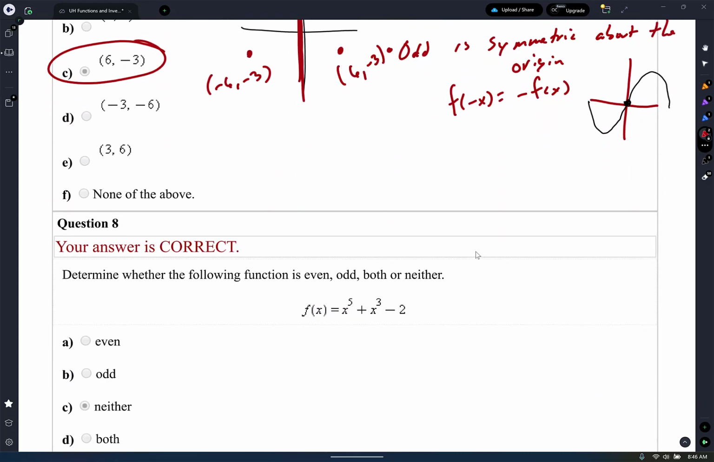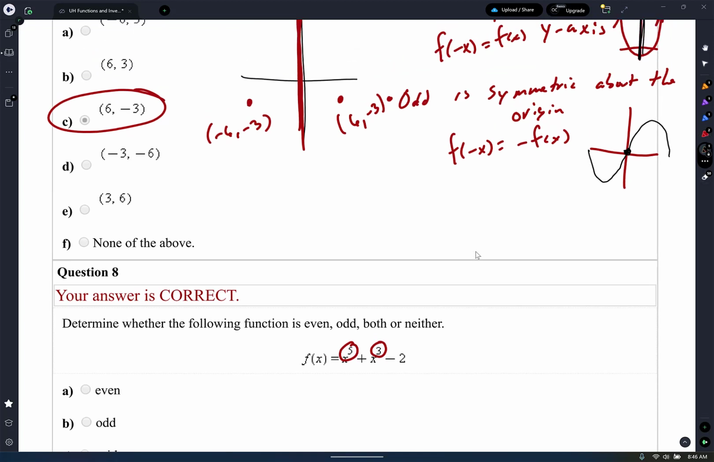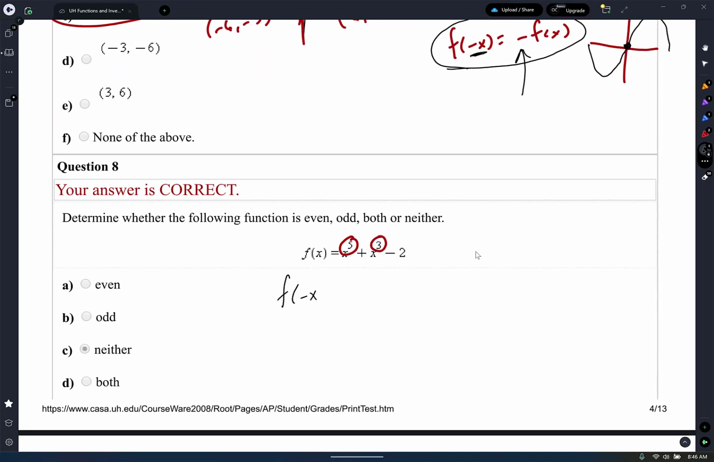Determine whether the following function is even, odd, both, or neither. Okay. It doesn't go through the origin, so it's neither. But let me tell you why, though, because I don't want you guys to just be a robot. Remember that an odd function has to have this property right here. So I'm going to insert -x and see if I get negative f of x. So here we go. F of -x equals -x to the 5th power plus -x to the 3rd power minus 2. Negative times the negative times the negative times the negative times the negative is a negative. So -x to the 5th minus x to the 3rd.